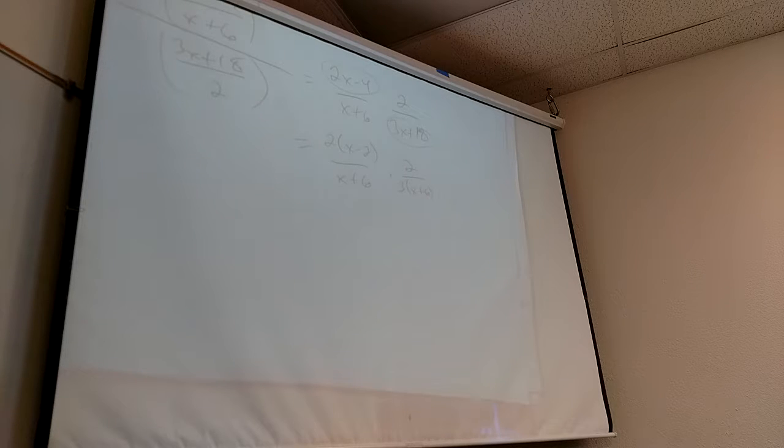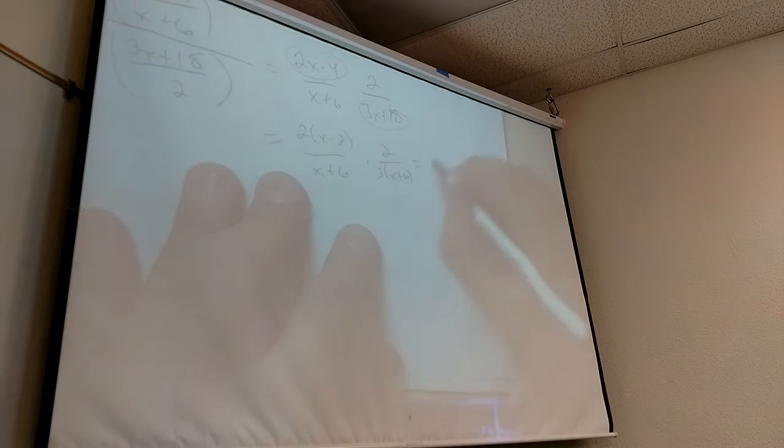X plus 6 does not. Why not? Because one is on the bottom and one on the top? No, they're both being divided, so they wouldn't cancel each other because it's the same operation. The only way to cancel something is if the operations are opposite. They are both on the bottom, so they're both being divided, so they're not going to cancel each other. It's only on the top and the bottom. That's the only way we can kill things.